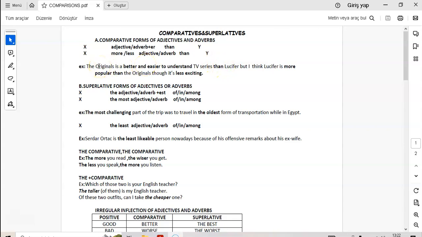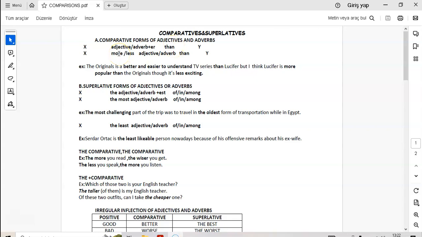The Originals is a very famous TV series, and Lucifer is another TV series. Now we make a comparison. We compare the Originals to Lucifer, and we say it's easier to understand. As you see, easy is a one or two syllable adjective, so we use easier: the Originals is an easier to understand TV series than Lucifer. The structure with than is necessary.